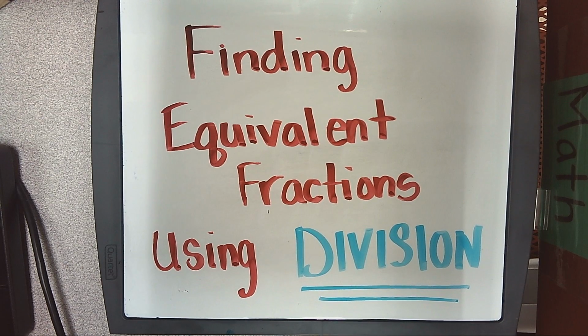So we have learned how to find equivalent fractions using multiplication. You can also find equivalent fractions using division. And this skill works especially if you're finding an equivalent fraction for a fraction that has a large numerator or denominator. We can make that fraction smaller and put it in its simplest form using division, possibly taking it down to a unit fraction.